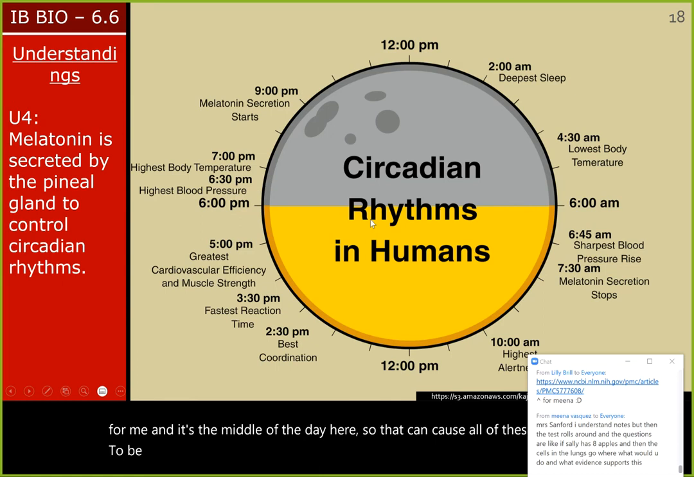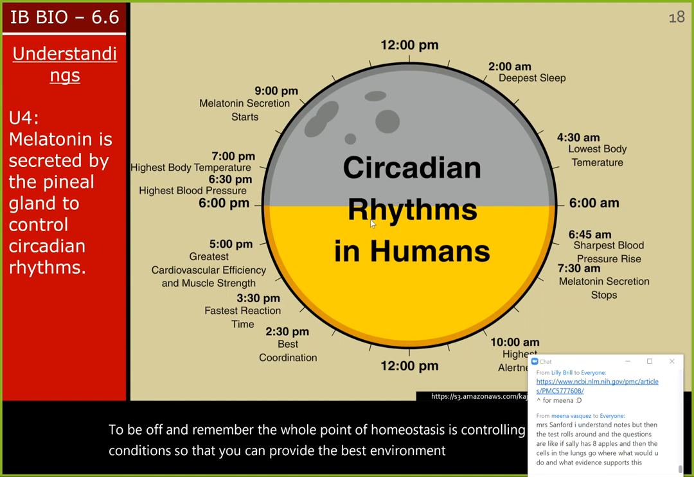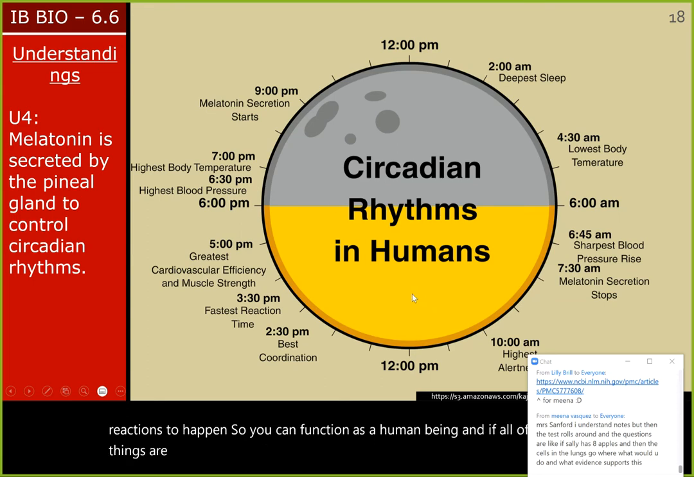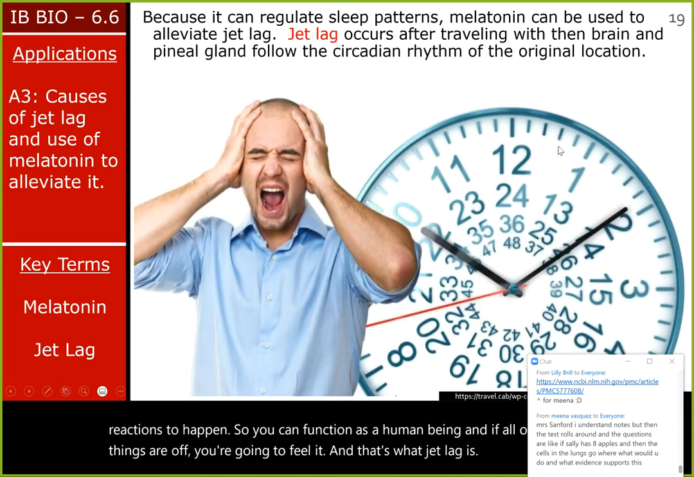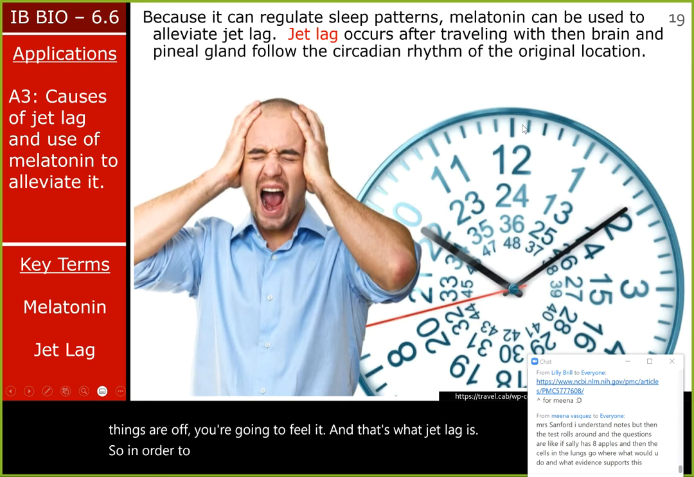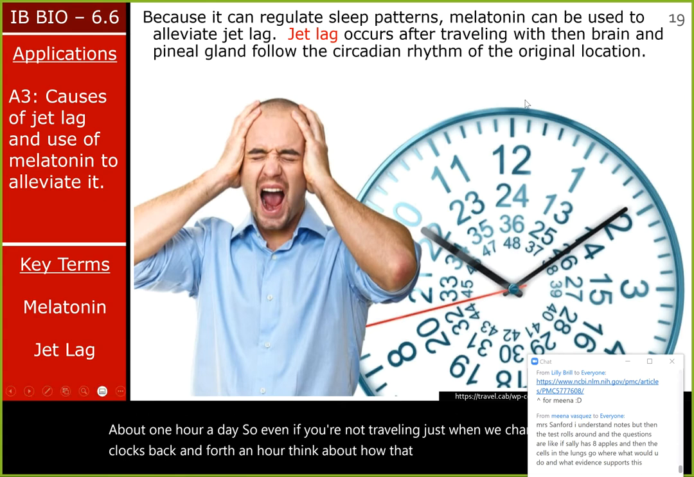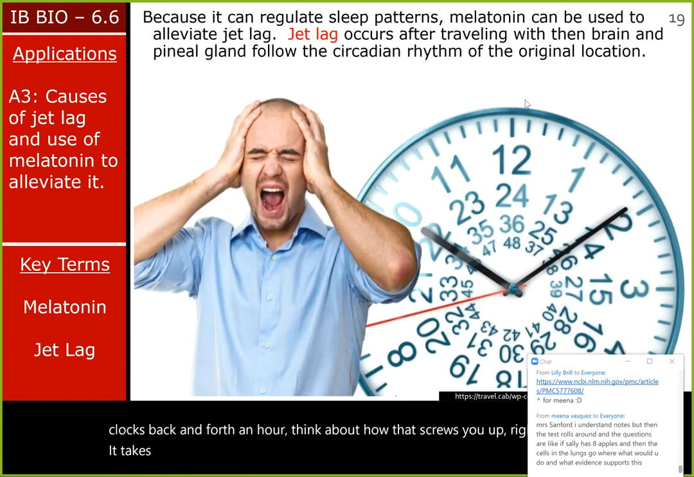And remember, the whole point of homeostasis is controlling conditions so that you can provide the best environment for different chemical reactions to happen so you can function as a human being. If all of those things are off, you're going to feel it. That's what jet lag is. To help correct jet lag, naturally your body will adjust about 1 hour a day. Even when we change the clocks back and forth an hour, think about how that screws you up. It takes your body 1 day to adjust for every hour off, on average.